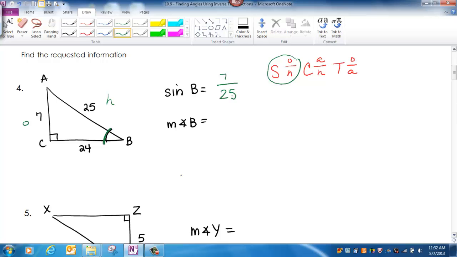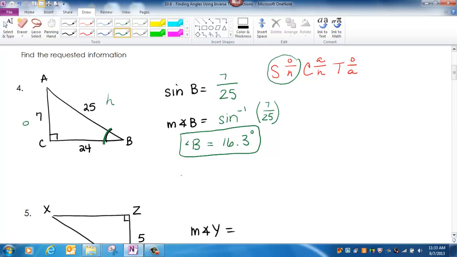Okay, now we want to find what degree measure, what actually is angle B. So to find an angle, we're going to use inverse sine of 7 over 25, and then we'll use our calculator to figure that out. That angle comes out to be approximately 16.3 degrees, angle B. Okay, so the key thing here is we're going to use inverse trig when we're looking for an angle.